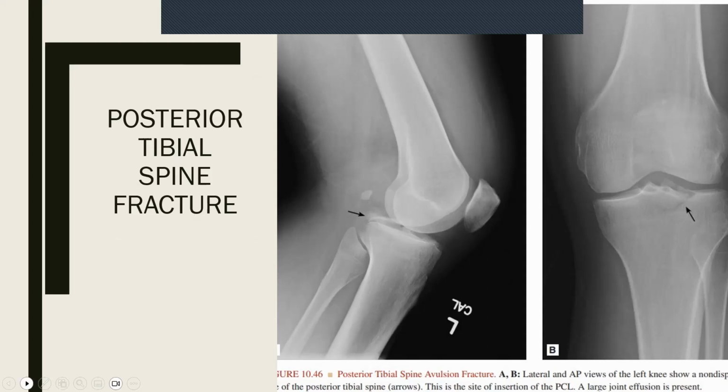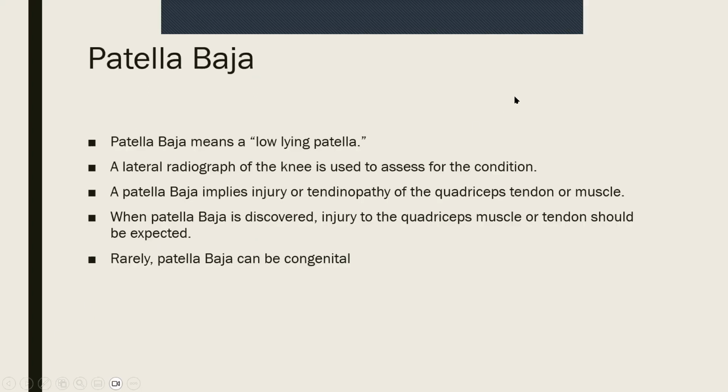Okay, right. So patella baja. Patella baja, I hope I'm pronouncing it right. That's what I saw on Google on how to pronounce it. There's also something I learned about: I never knew that a low-lying patella was called patella baja, but patella baja is a low-lying patella. So it's a lateral radiograph of the knee, which normally shows you what's going on.